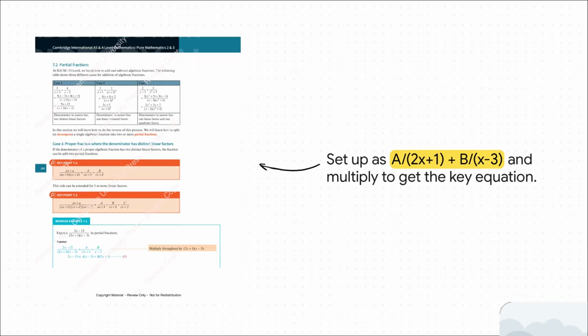Getting this set up right is absolutely crucial. Each unique factor gets its own fraction with a constant on top. So we have A over 2x plus 1 plus B over x minus 3. Then we do this one awesome algebraic trick. We multiply the entire thing by the original denominator. That wipes out all the fractions and leaves us with one core equation to solve.